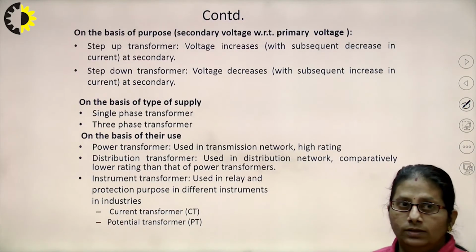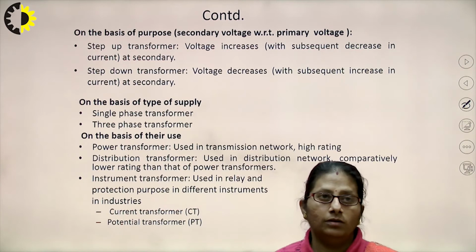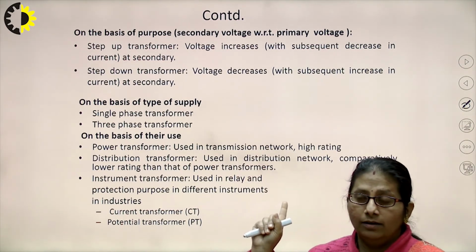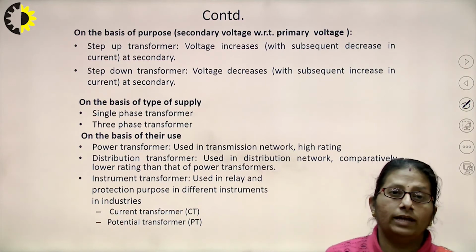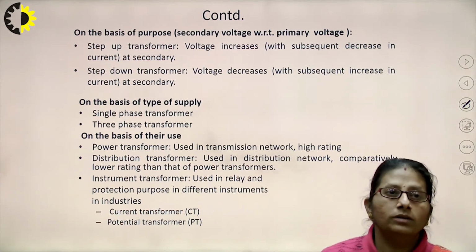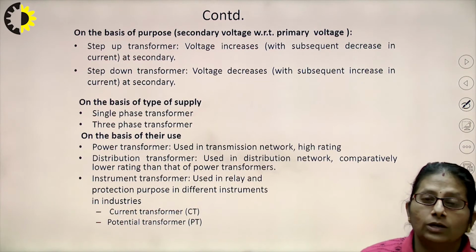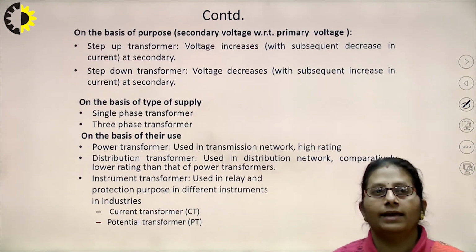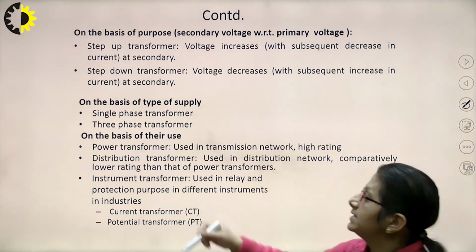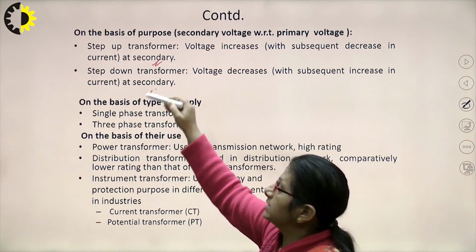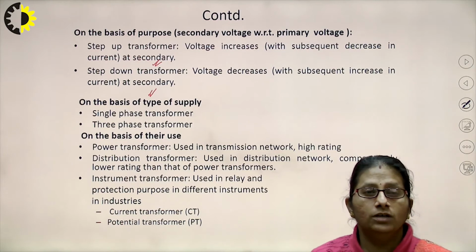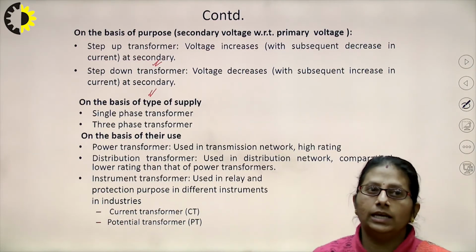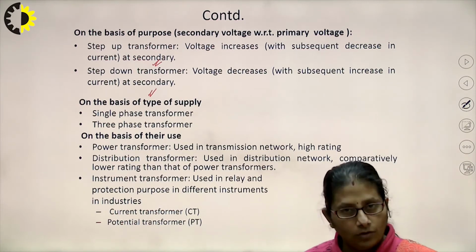Coming to the classification of transformer: earlier we have seen the classification based on the construction, whether it is core type or shell type. But now, on the basis of the purpose, whether you want to step up the voltage or step down the voltage, it can be of 2 types. One is the step up transformer, another one the step down transformer. In a step up transformer, the voltage increases with a subsequent decrease in the current, at the secondary obviously.